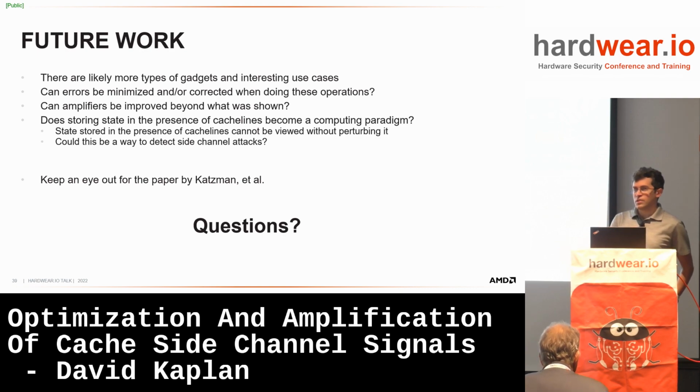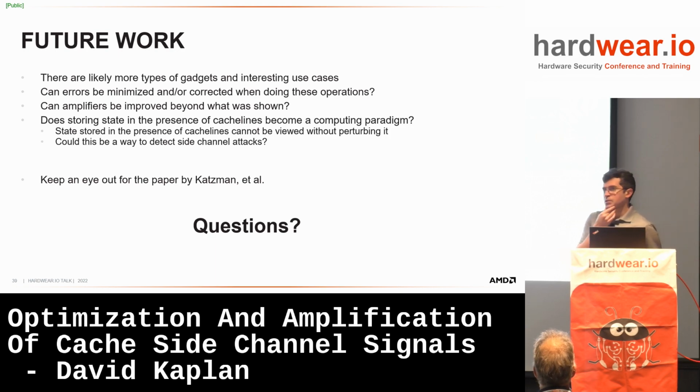So, could you use this to maybe detect side channel attacks? I don't know. I've tried to think about if this makes sense, and I haven't come up with a great story around it, but I think it's an interesting way of hiding what you're doing in your code because it's very non-obvious. And in fact, the data is nowhere in your code. It's all in the state of the cache.